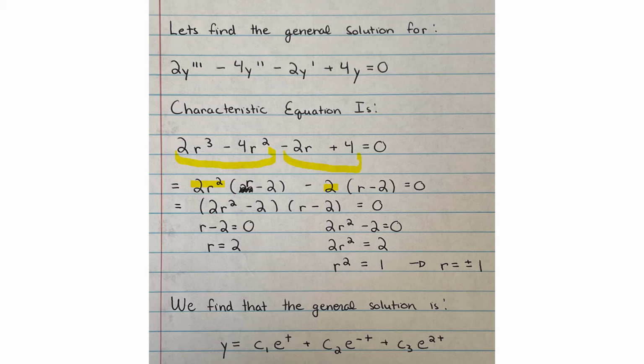This helps us factor it out pretty easily. It's just factoring. We see that r is equal to 2, that r squared is equal to 1, and that means r is equal to plus or minus 1. So the general solution for this problem is listed right here.